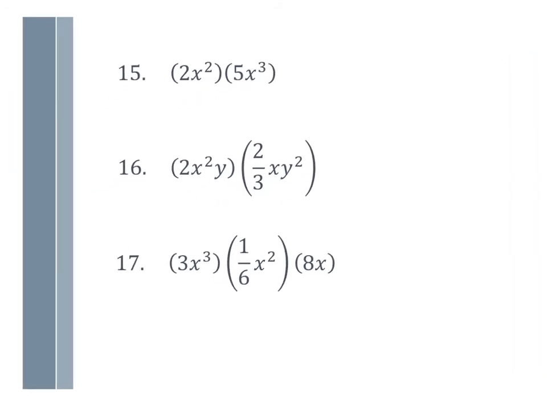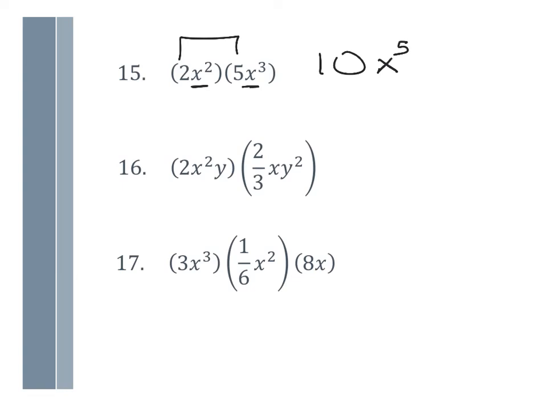So when I'm multiplying two monomials, remember you multiply the coefficients. So 5 times 2 is 10. And then for the powers that have the same base, I'm going to add their exponents. So 2 plus 3 is 5.